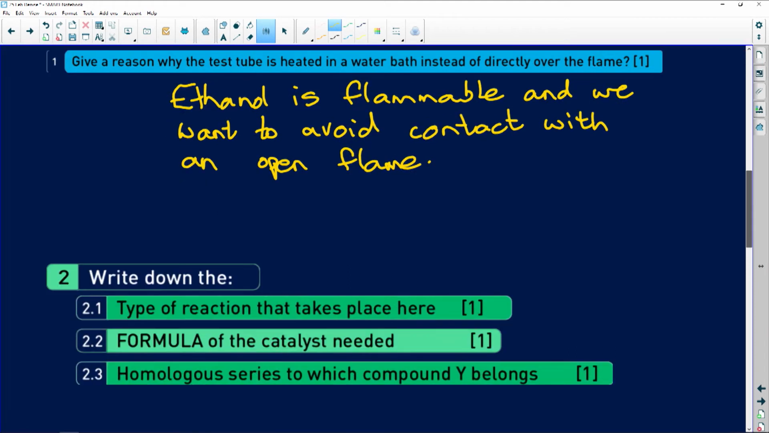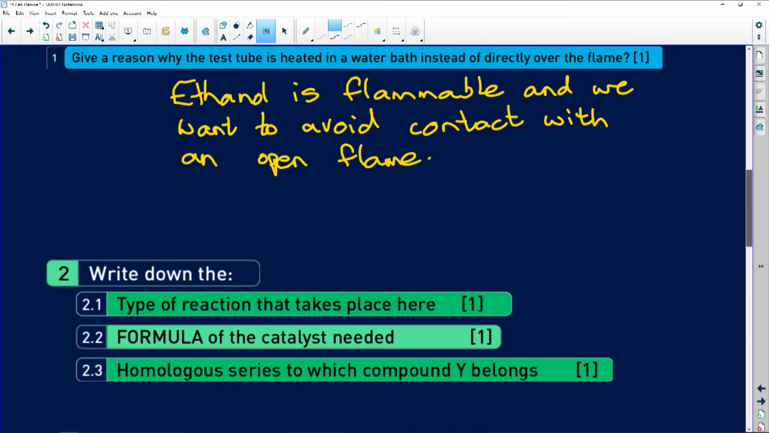Next question, write down the type of reaction that takes place here. So we can just say esterification or condensation. Esterification, there we go, it's the making of an ester. The formula of the catalyst needed. In organic chemistry, always remember 99% of the time the catalyst used is concentrated sulfuric acid.